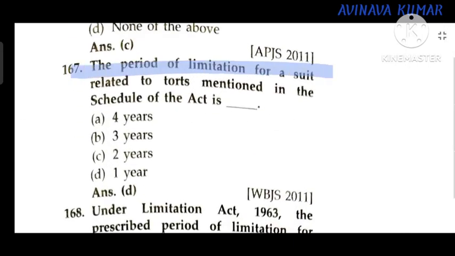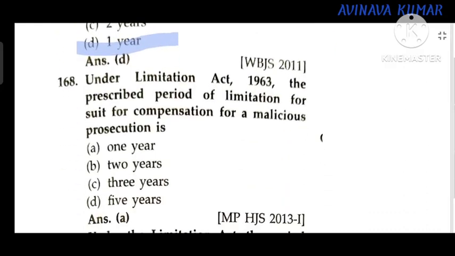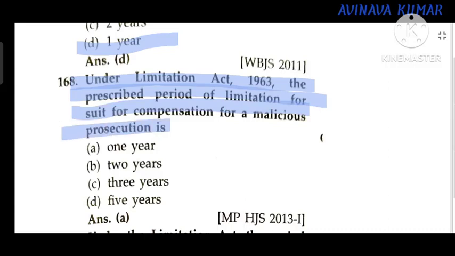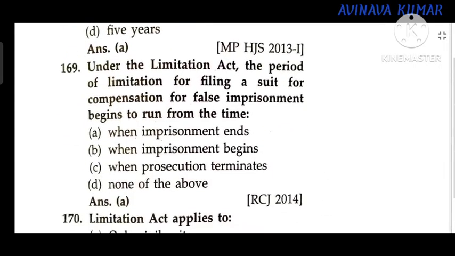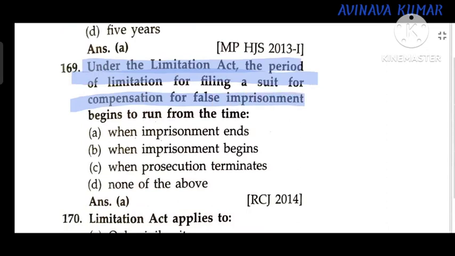The period of limitation for a suit related to tort mentioned in the schedule of the article is 1 year. Under the Limitation Act 1963, the prescribed period of limitation for a suit for compensation for malicious prosecution is 1 year. Under the Limitation Act, the period of limitation for filing a suit for compensation for false imprisonment begins to run from the time when the imprisonment ends.